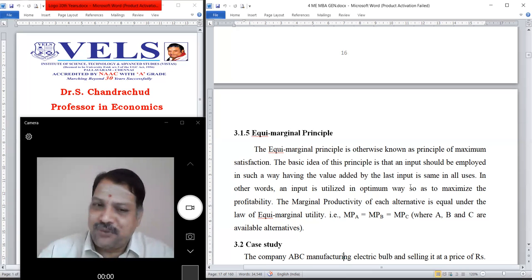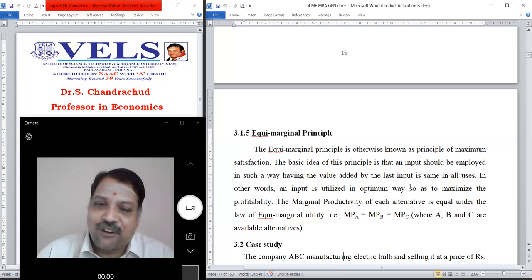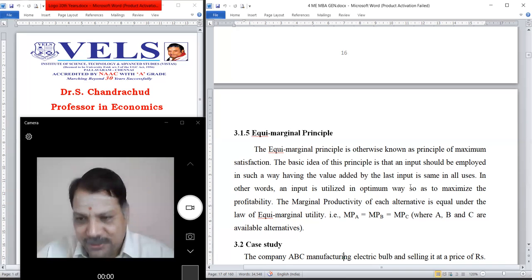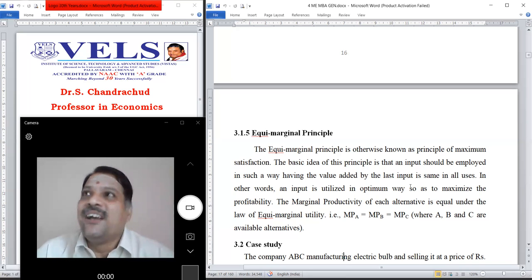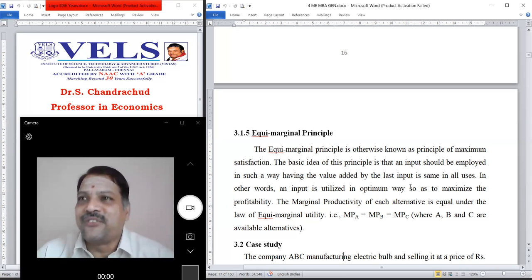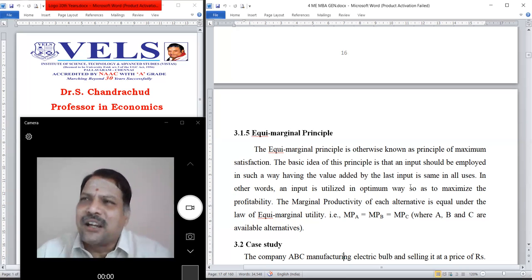The marginal productivity of each alternative is equal under the law of equimarginal utility. For example, the marginal productivity of product A is equal to the marginal productivity of B, and also the marginal productivity of C, where A, B, C are the available alternatives. Suppose three options are there. If in all three the marginal productivity is equal, then you can choose any one which is convenient for us, depending on other influencing factors. This equimarginal principle will give a clear idea about the business, how to take a decision.